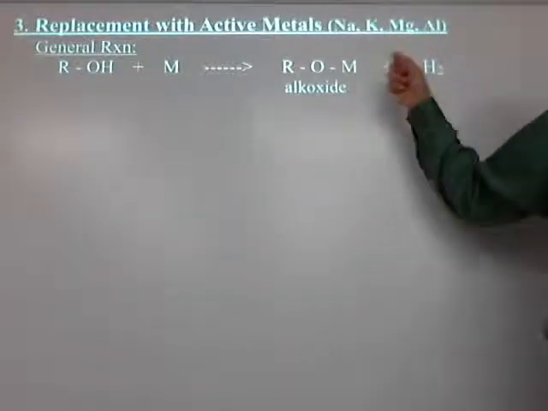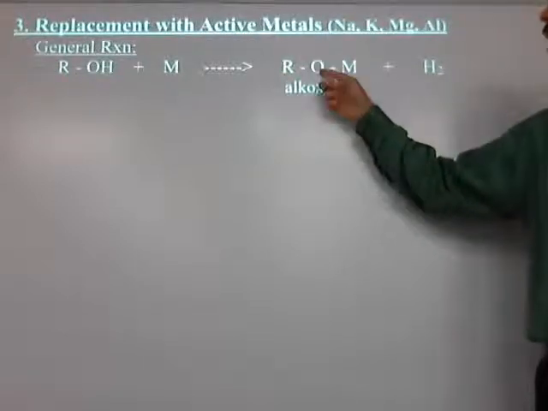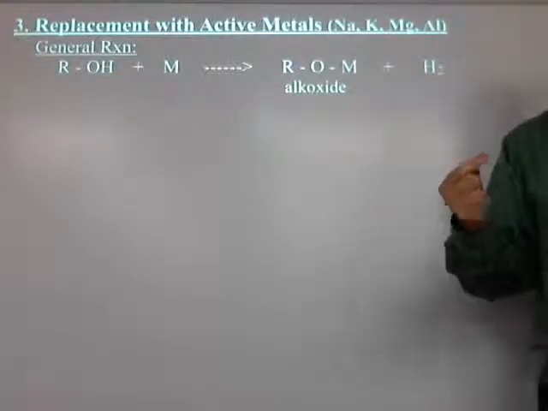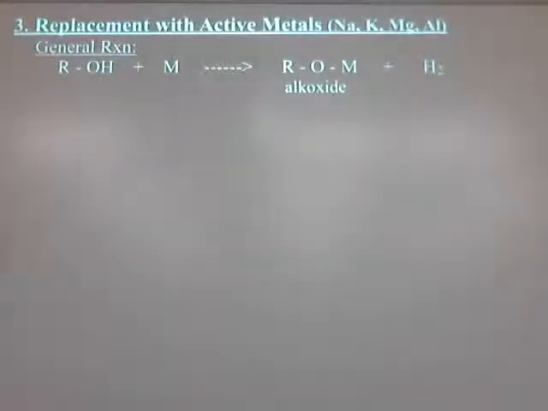RONa, like a CD-ROM: your alkyl group, an oxygen, and the M stands for some active metal. Sodium, potassium, magnesium, or aluminum are the ones that do this the best. There may be others, I'm not sure, but those are the ones I looked up. So that's what you would see on the test. It's not like you have to memorize those four. It'll be a metal. You know what a metal looks like.